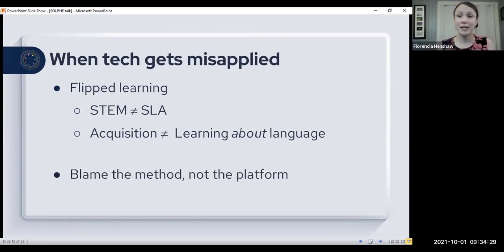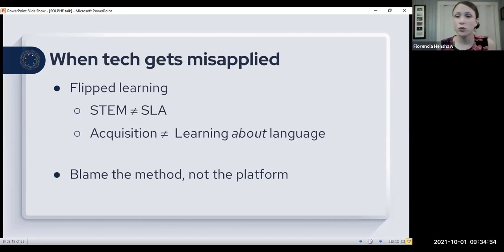And what I see a lot is then we think that the issue is the platform, right? Oh, but yeah, you can't do multiple choice for language, or you can't do fill in the blanks for language. And to me, it's not so much the platform that's the problem. The tool is there. The tool can be used for many things. The issue is how we're using it. The issue is with the method. It's not with the platform.